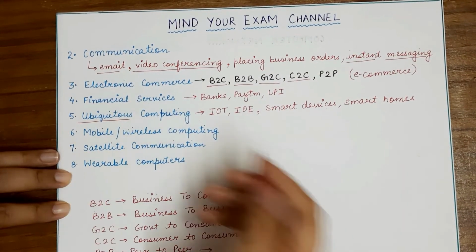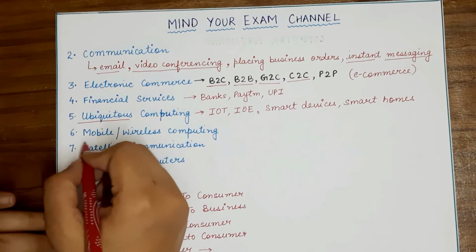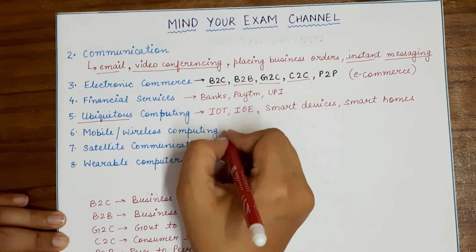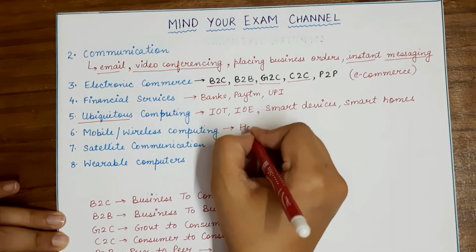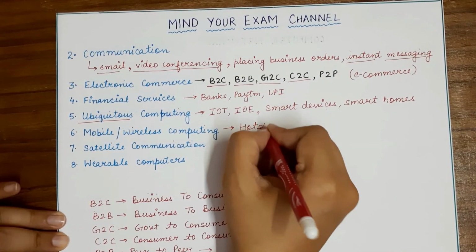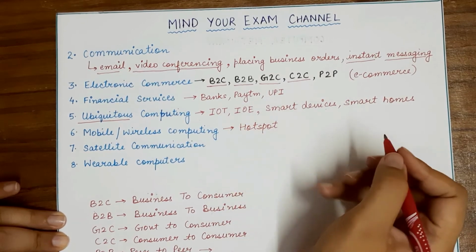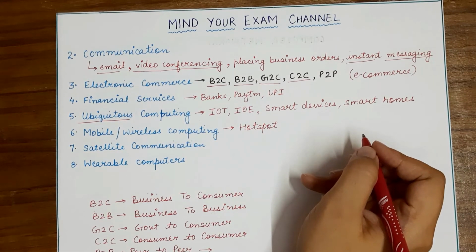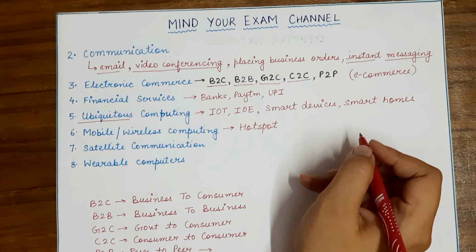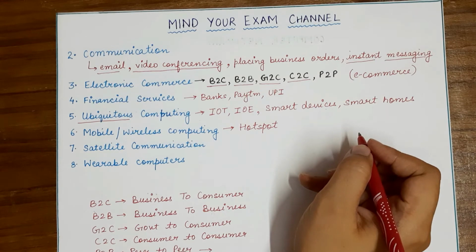Okay, then comes another use of computer networks, which is mobile or wireless computing. The easiest example here is a hotspot. When you create a hotspot, you are creating a wireless network, a mobile network, in which you can interact with other devices. Other devices can join this network and use the internet services to access other resources.